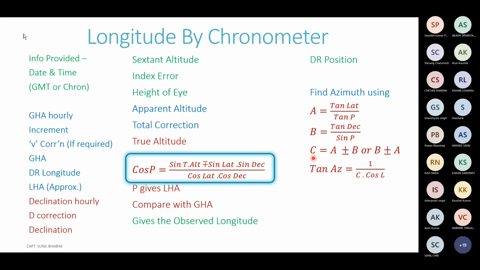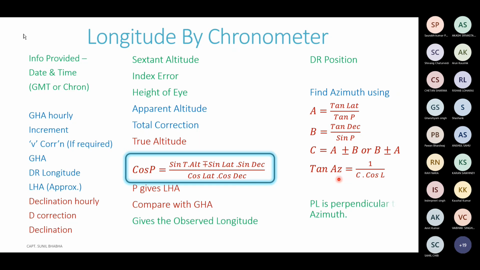Once C is obtained, we put it into the formula: tan azimuth is equal to 1 by C into cos of latitude. So we have the value of C now obtained from A and B, and we have the latitude which is given to us in the question. So using these two, we obtain the azimuth of the body. This azimuth is in the quadrantal notation. We obtain the quadrant using the name of C and the value of LHA.